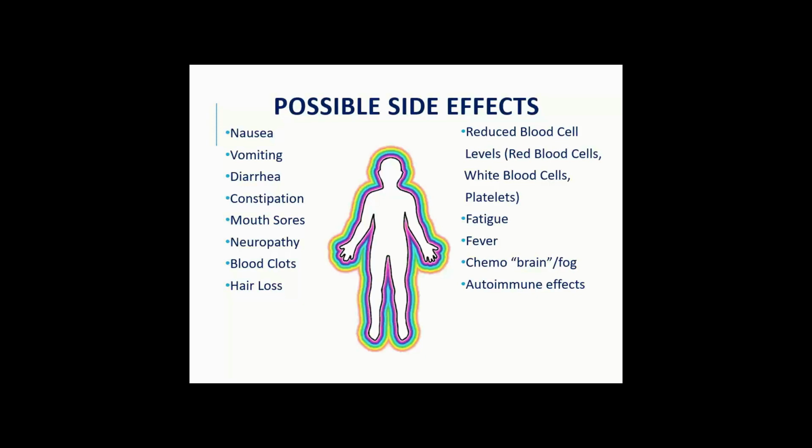Alopecia, or hair loss, and then the one that we commonly see and monitor in the clinic is reduced blood cell counts, typically white blood cells, but it can also affect red blood cells and platelets. At home, you may notice more fatigue, and then we also worry about fever. And then there are other autoimmune effects that can occur with immune therapy that we'll get into a little bit later. Next slide.